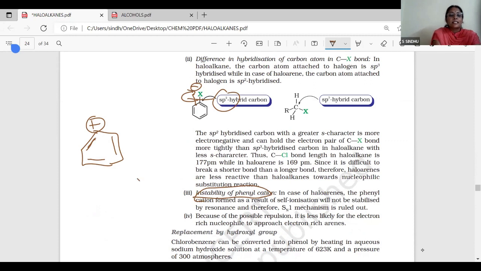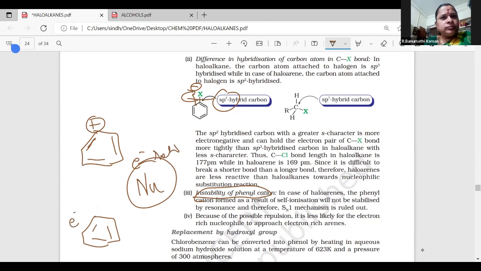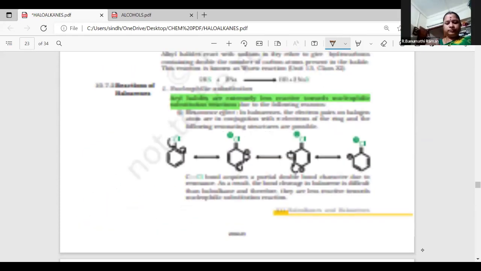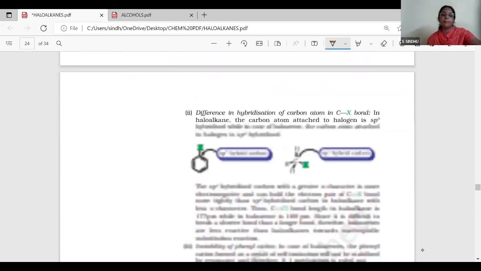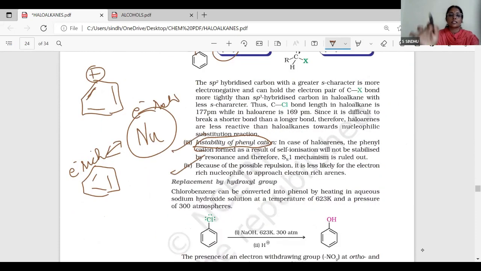And lastly, the nucleophile is what type of species? It's an electron-rich species. And your aromatic benzene ring is also electron rich, so they will be facing, they'll suffer repulsion. So these are the additional points which we explain to the children as to why they do not undergo nucleophilic substitution reaction. Haloalkanes easily undergo nucleophilic substitution reactions while haloarenes do not. So apart from the two main points, these two also hold good.